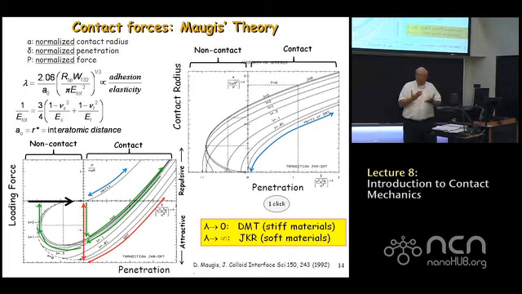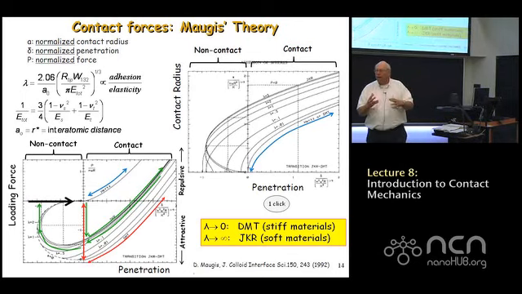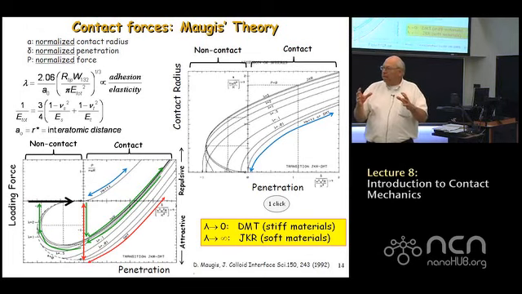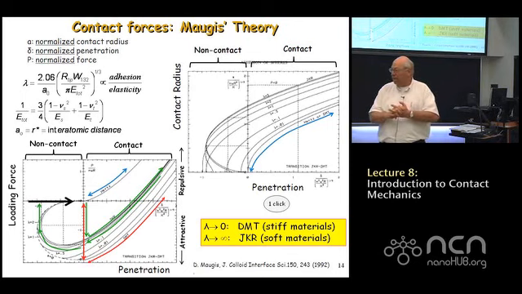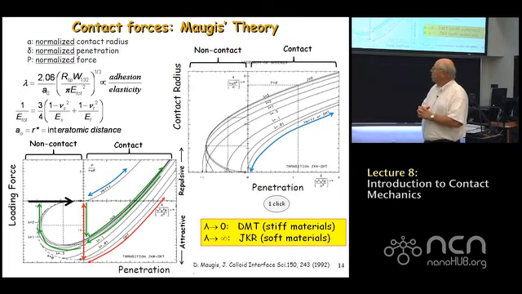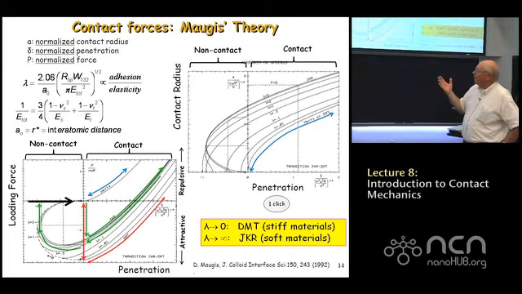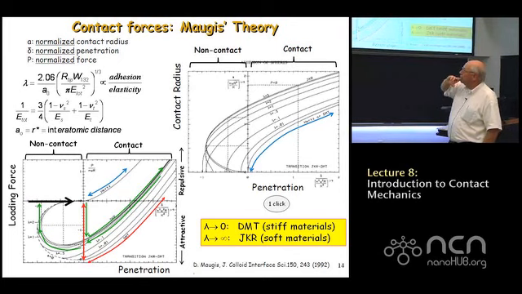I just wanted to say something about Maugis's model, because Maugis came up with this idea that the JKR and the DMT were just two limits of a continuum mechanics, contact mechanics theory, right? And so he developed in another remarkable paper, I think it was in 1991, he invented this parameter lambda, which I define on this slide.